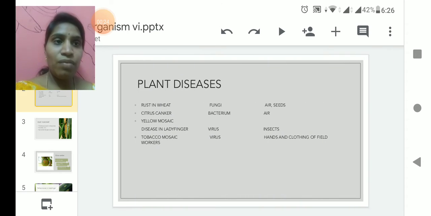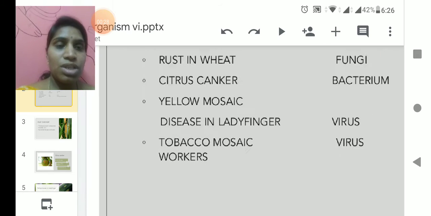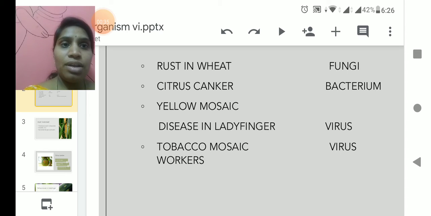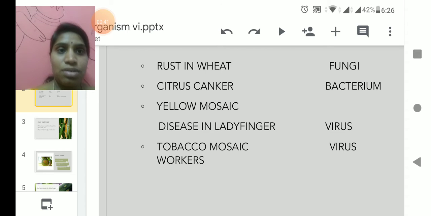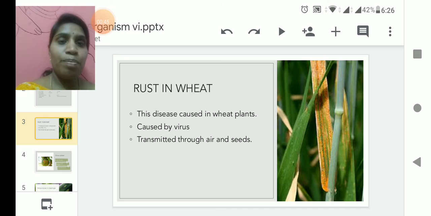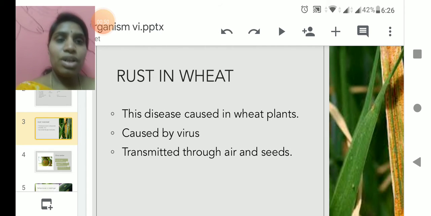When we talk about the diseases which are caused to plants, here you can see rust in wheat, citrus canker, yellow mosaic disease in ladyfinger, and tobacco mosaic disease, right? These are the four diseases you are going to learn in this lesson. First, rust in wheat.